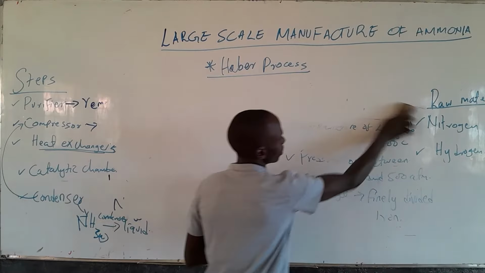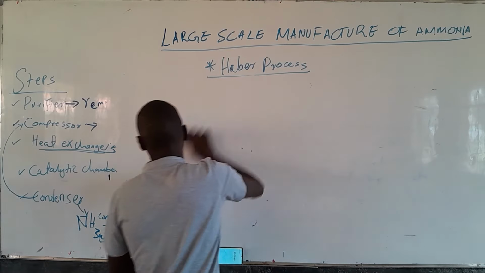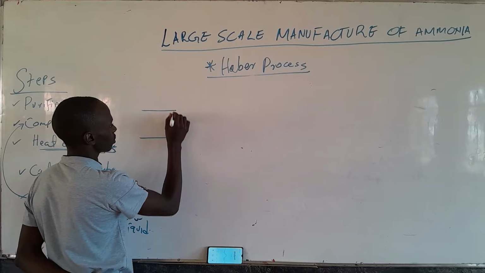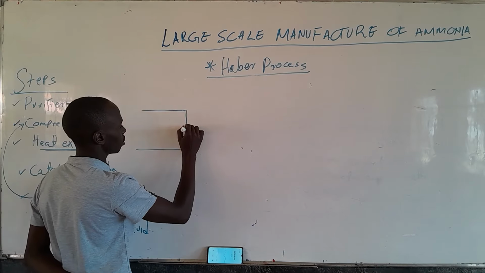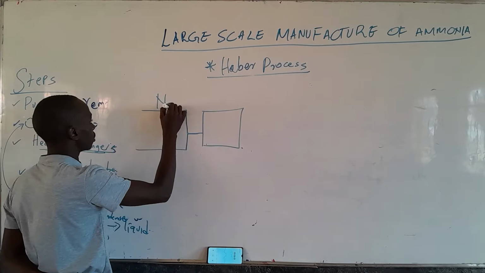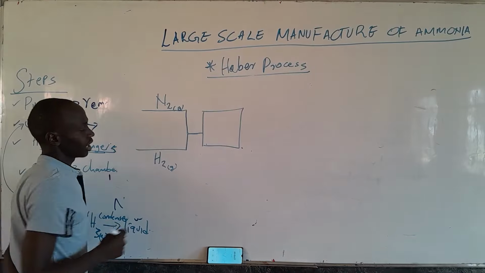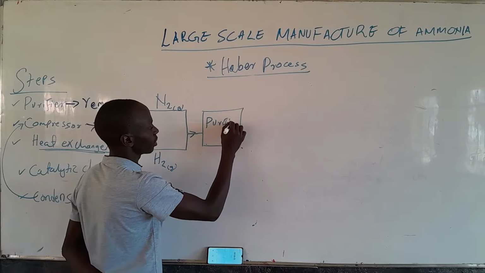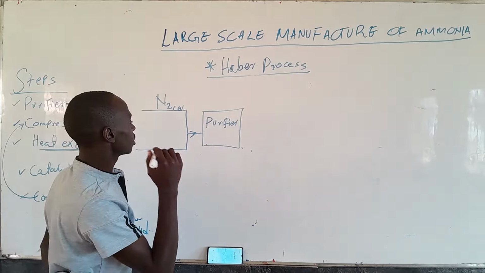Now let us draw the flowchart. The raw materials here are nitrogen and hydrogen gas. The gases are pumped into the purifier. In the purifier, impurities are removed, for example, carbon dioxide, dust particles, and sulfur dioxide.